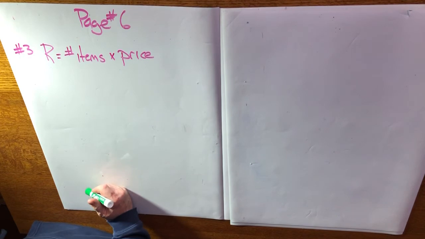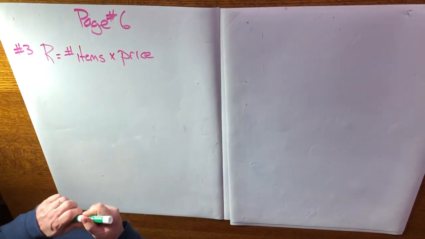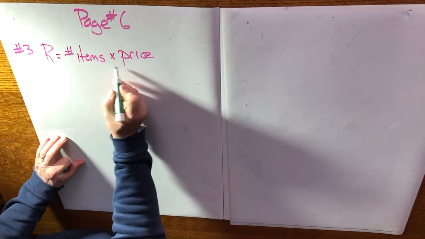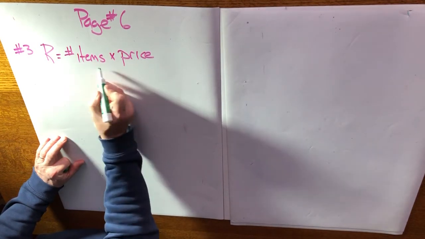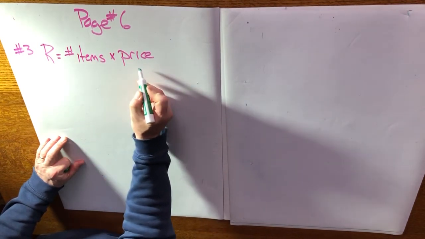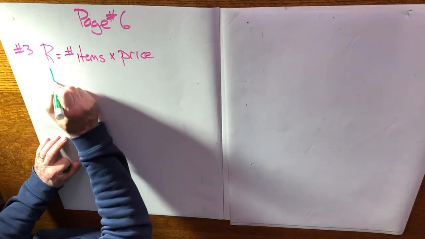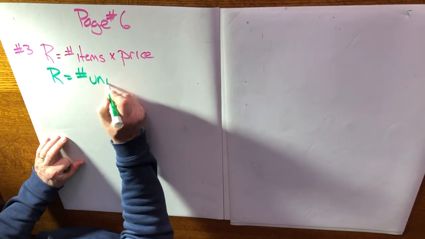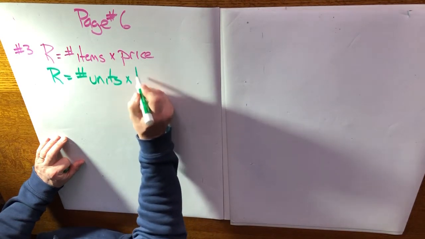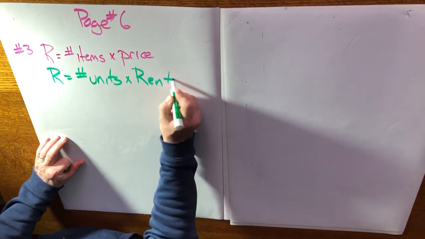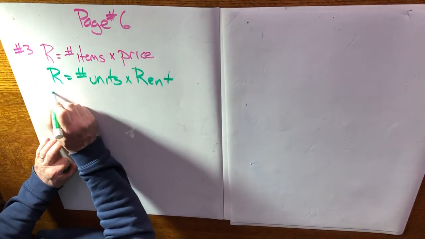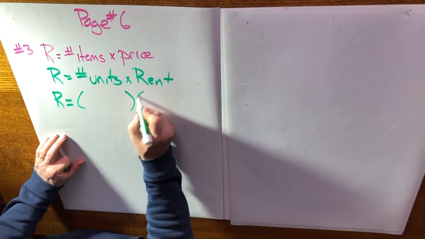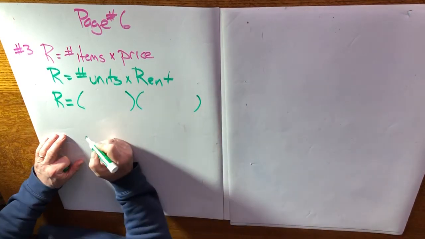In page 6, question number 3, it's about an apartment building. It says you want to maximize the revenue, where it's the number of apartments, I call them the number of items in a generic sense, times the price. So in this particular case, it's going to be the number of apartments, or units they call them, times the rent. These questions are really from grade 10 math. You want to find out where does it start and how does it change.